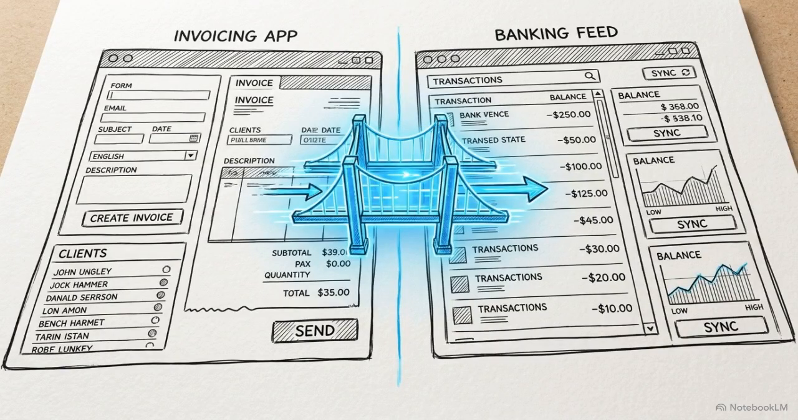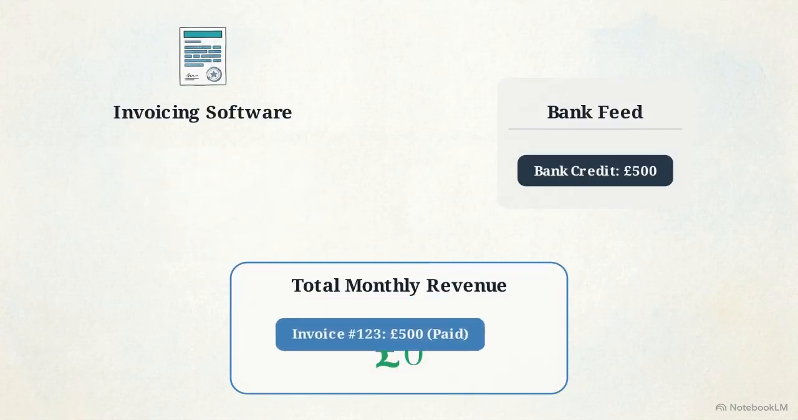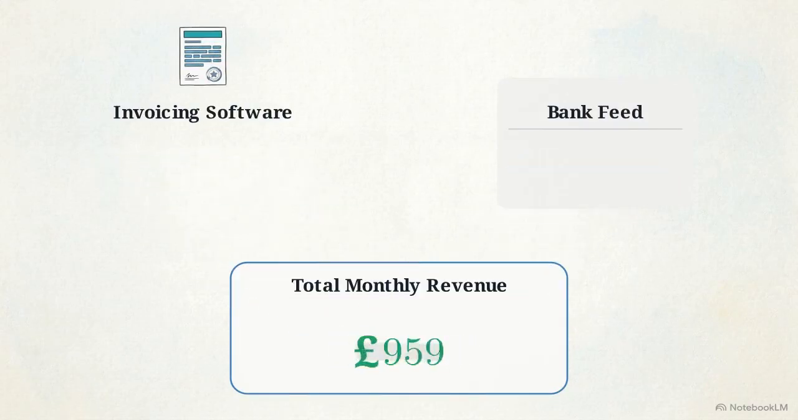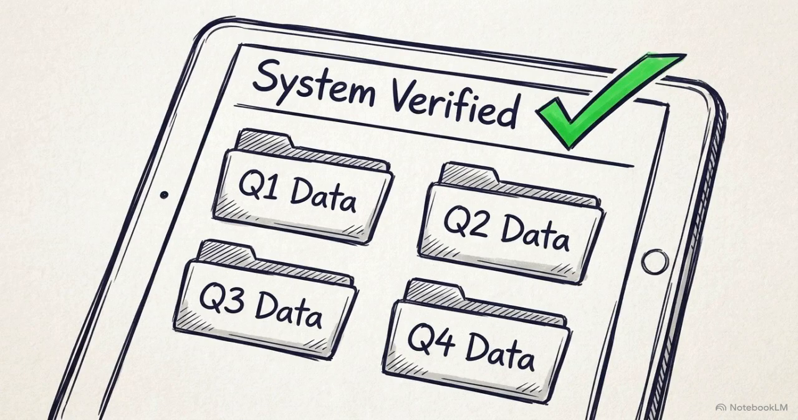Finally, you must reconcile your invoicing platforms with your bank feed every month. If your software logs an invoice as paid and the bank feed imports the same payment, you will double count your income if uncaught. Applying these rigid data entry rules ensures the raw materials feeding into your quarterly updates are structurally sound and ready to pass a compliance check.